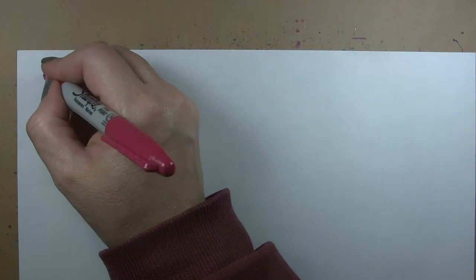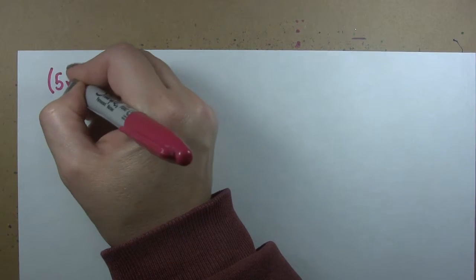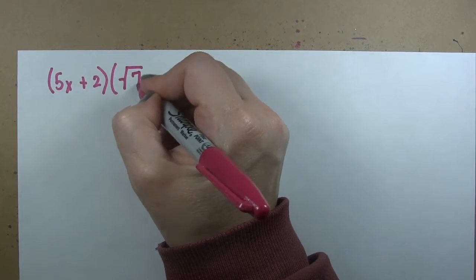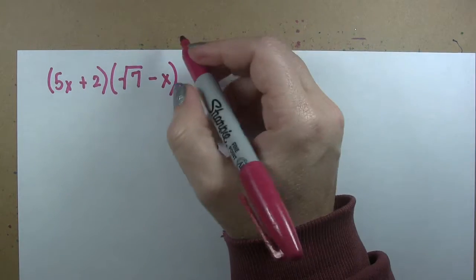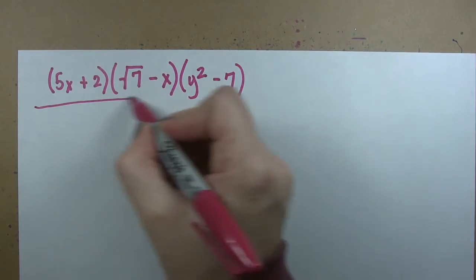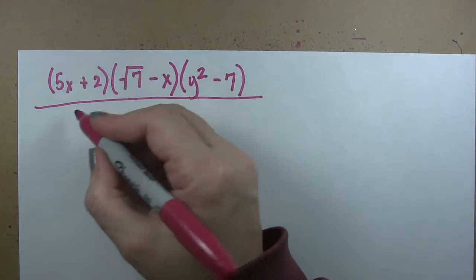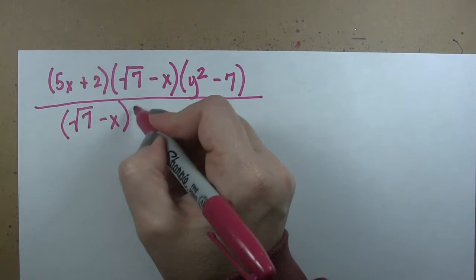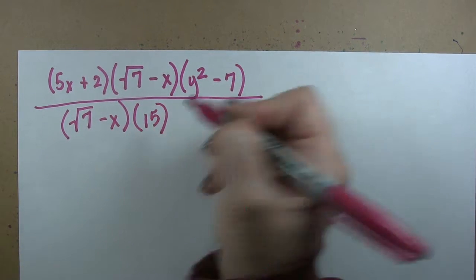Okay, let's do an example. So here we have an equation where we have (5x + 2) times the square root of (7 - x) times (y squared - 7), and we put that over the square root of (7 - x) times 15.